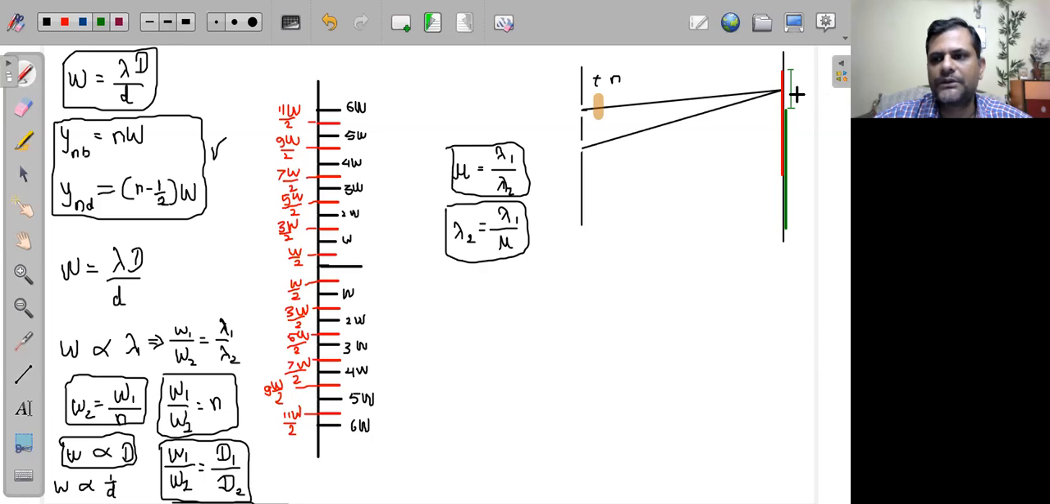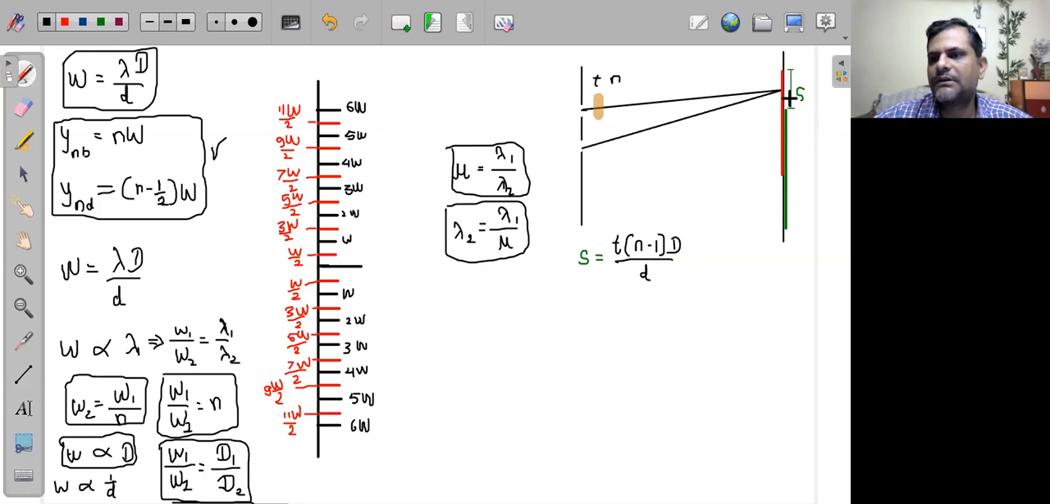तो वो formula हम यहाँ पे लिख सकते हैं. The shift of the interference pattern due to introduction of a slab of thickness T and refractive index N in front of any one of the interfering waves is given by T into N minus 1 into capital D upon small d, remember. So this is the formula for getting the shift.